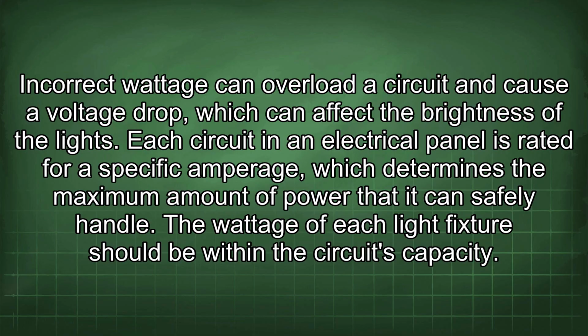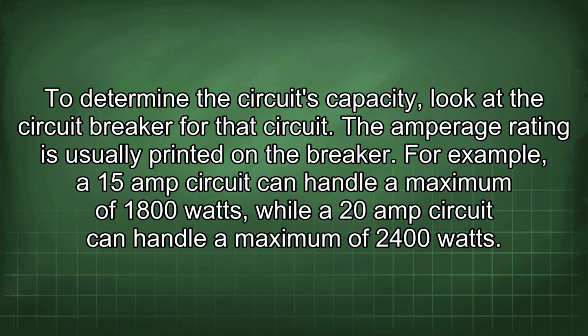Incorrect wattage can overload a circuit and cause a voltage drop, which can affect the brightness of the lights. Each circuit in an electrical panel is rated for a specific amperage, which determines the maximum amount of power that it can safely handle. The wattage of each light fixture should be within the circuit's capacity. To determine the circuit's capacity, look at the circuit breaker for that circuit. The amperage rating is usually printed on the breaker. For example, a 15 amp circuit can handle a maximum of 1800 watts, while a 20 amp circuit can handle a maximum of 2400 watts.